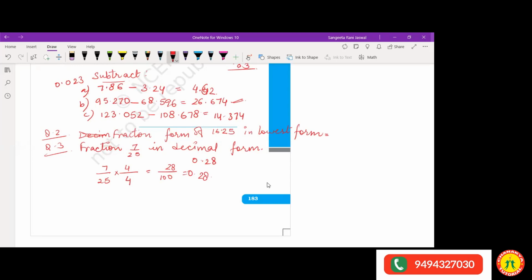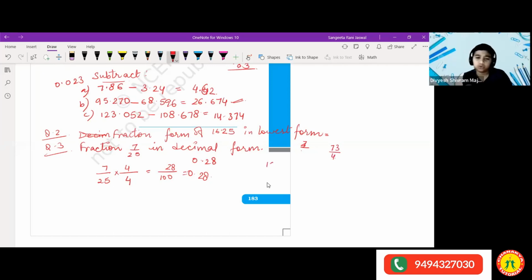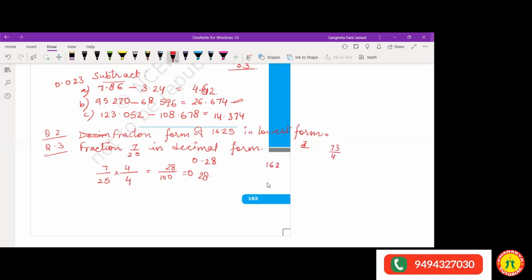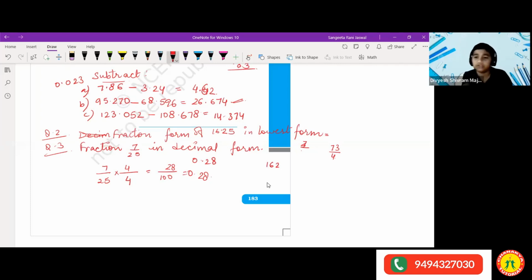Okay, Sritesh, you tell me the second answer. Ma'am, 7 by 25. No, not this. This one, question number 2. 16.25 in the lowest form. Ma'am, is it 73 by 4? Yes, ma'am. Let me check with others also. Have all got the same answer? Ma'am, I got 13 by 2.